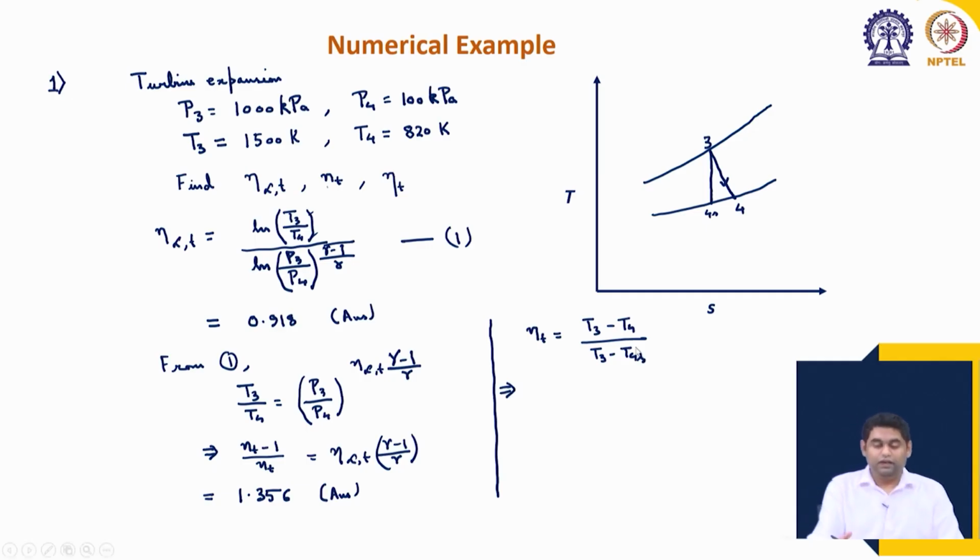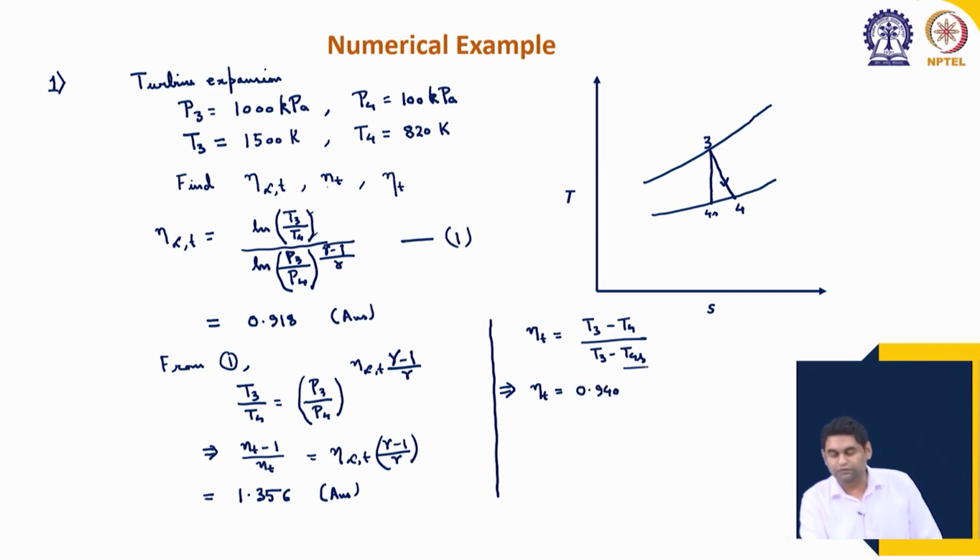So, I can calculate from the isentropic efficiency, like the polytropic efficiency, or I can directly calculate what is T4s based on the pressure ratio and then find the value of eta t. Okay. So, both are open for us. You should try both and see that both give you the same value, and it comes out to be 0.940.